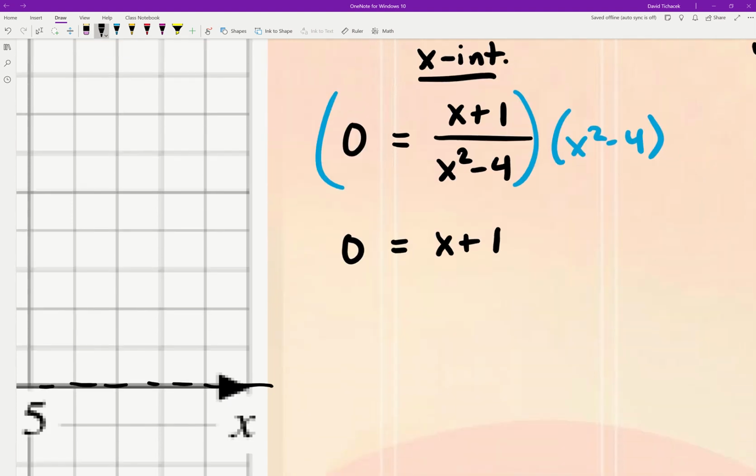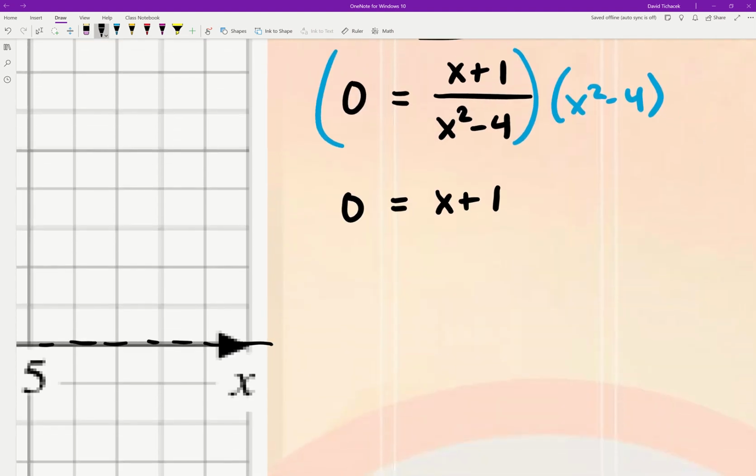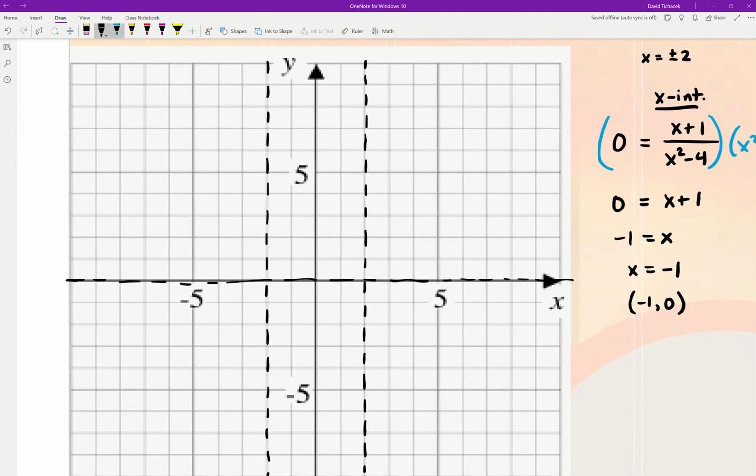And then if we continue to solve this, we'll see here that if we subtract 1 from both sides, we are simply going to end up here with x is equal to negative 1, which remember corresponds to a point with coordinates negative 1, 0. Okay, so that'll be a point that we plot right now. So negative 1, 0, boom.